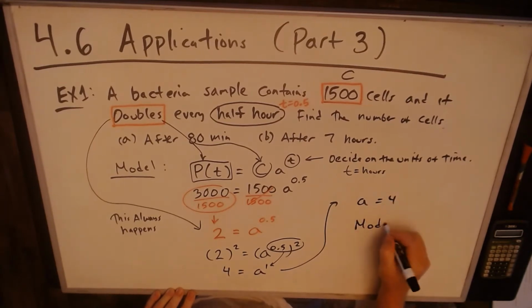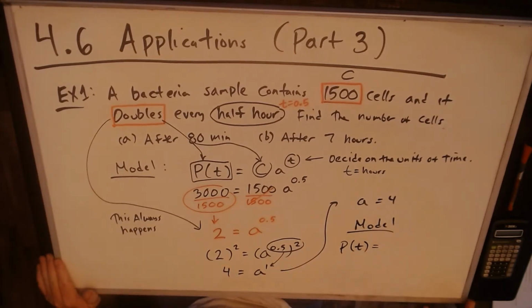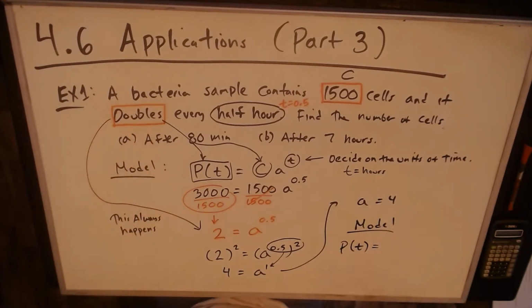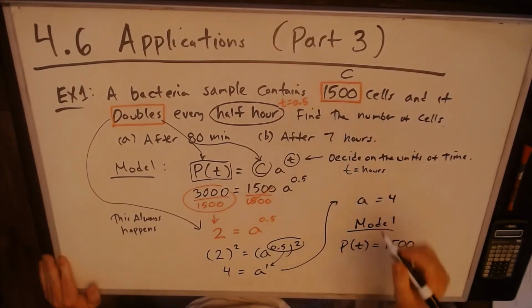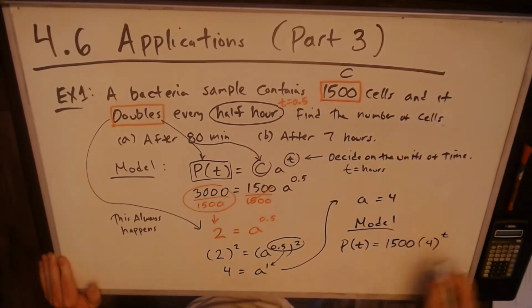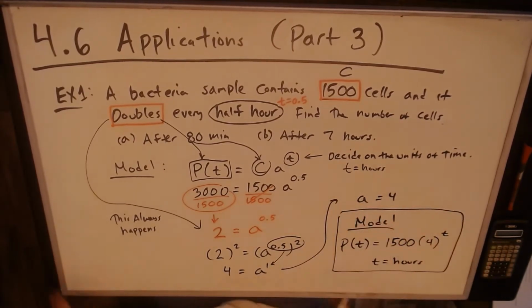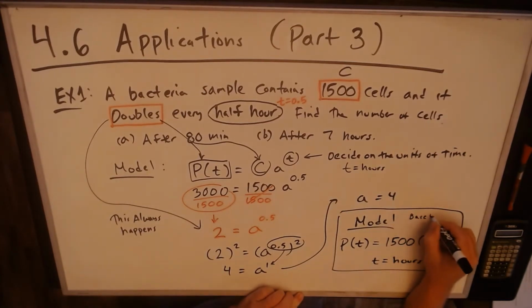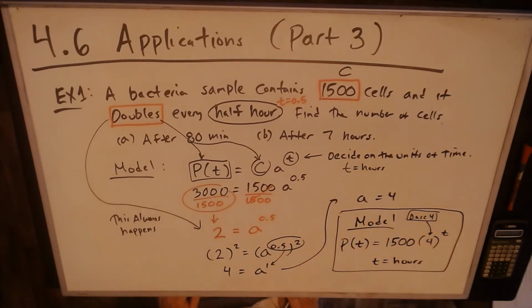So our model now is that the population of bacteria, or the number of bacteria, you could use any symbol that you like. I'm counting the bacteria as if they were people. Is the original population times our base 4 to the t power, where t is represented in hours. Okay. So this is a base 4 model.